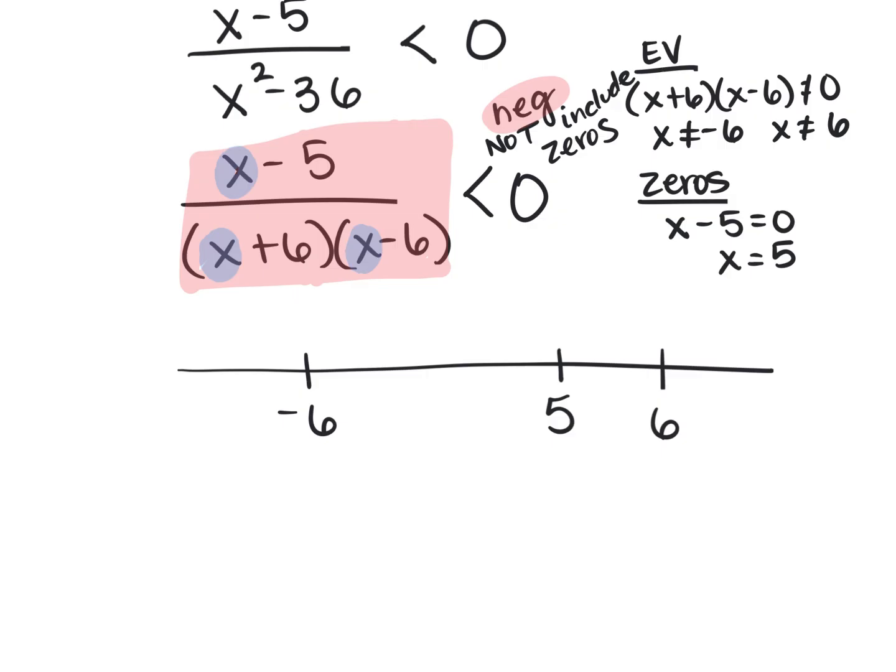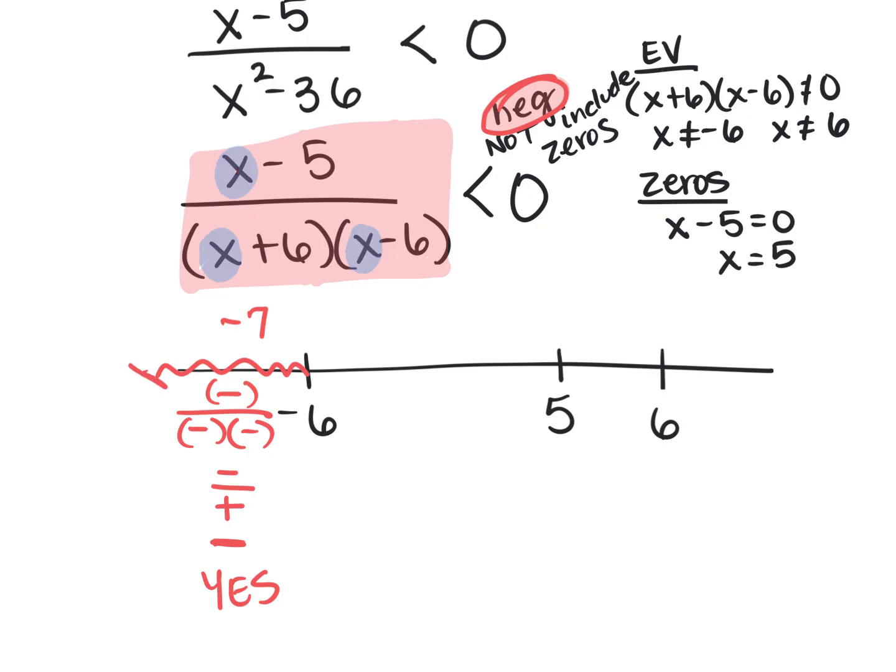The first test value that I'm going to choose is negative 7. In the numerator, if I have negative 7 and I subtract 5 from it, that's a negative on top. In the bottom, if I plug in negative 7 plus 6, that's also negative, and then negative 7 minus 6 is a negative. So the top stays negative, and the bottom turns into a positive. A negative divided by a positive is going to give me a negative value. Negative is what we want from up here, so this is included in my solution set.